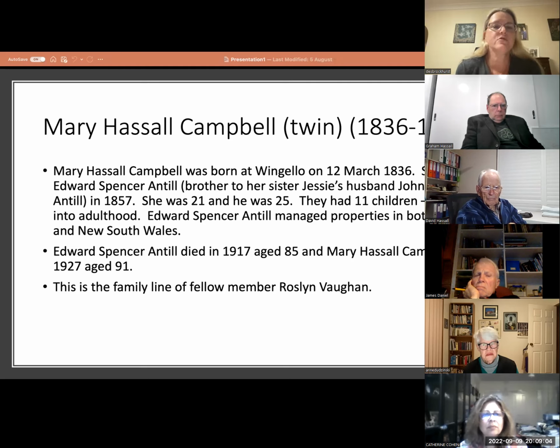They had 11 children whilst travelling all over Queensland, which is pretty amazing. And they both lived into their old age. Mary Hassall Campbell died in 1927, aged 91. And this is the family line of fellow member Rosalind Vaughan. So I'm sure she will give presentations in the future about these guys.